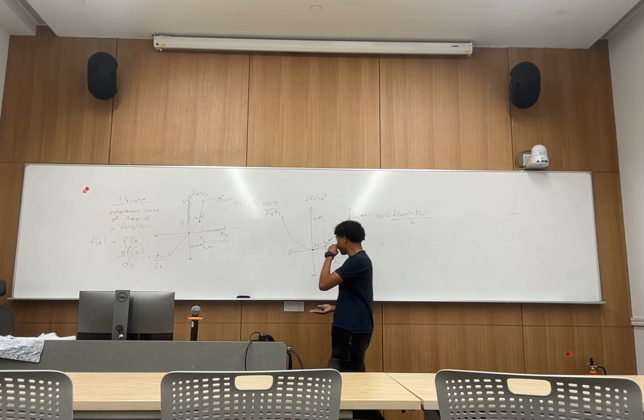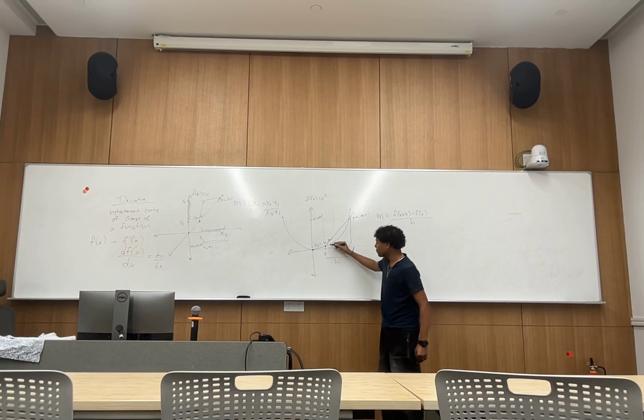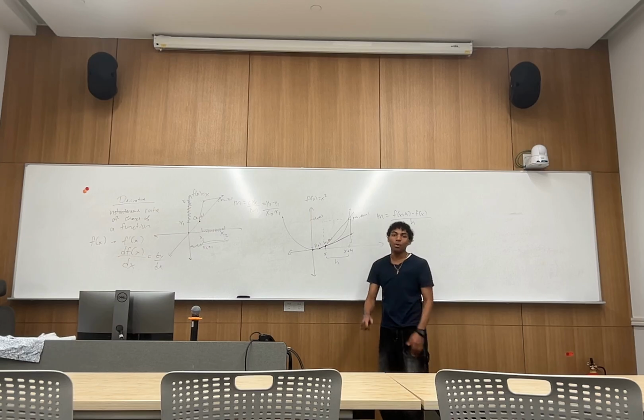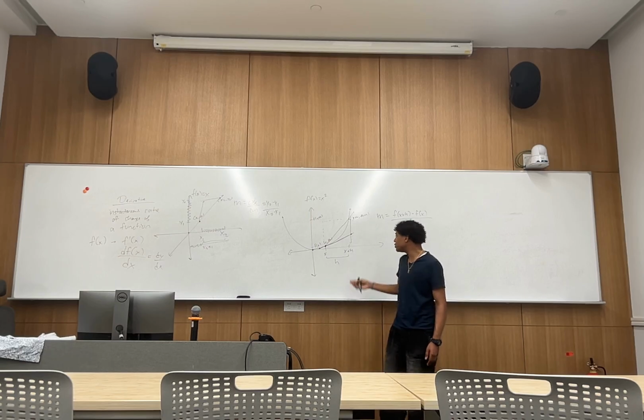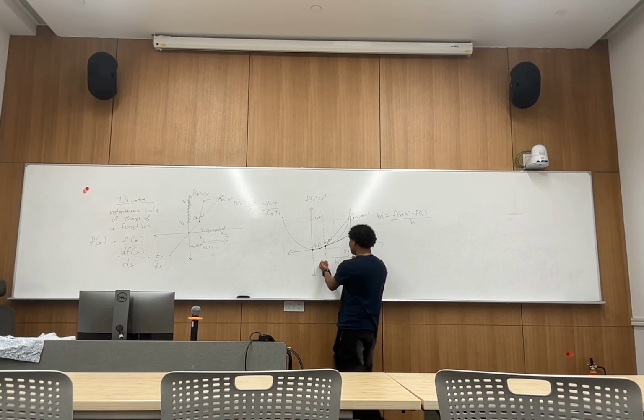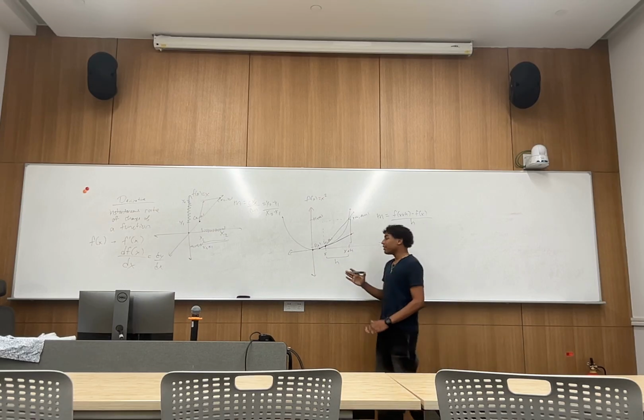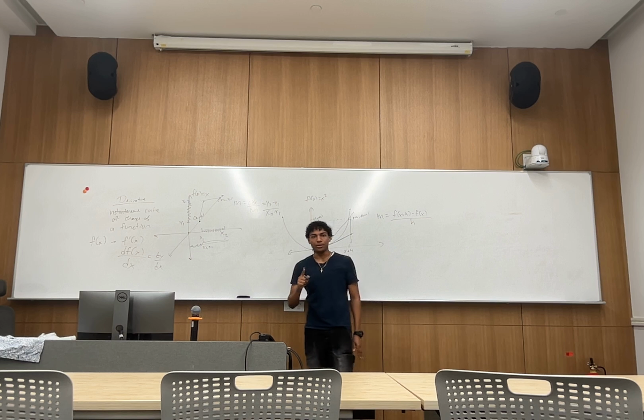Instantaneous meaning, if our function has a point here, we want to find exactly what is its tangent line. How much does this function change at exactly one point? And so we do this by taking our two points, x and x plus h, and we're squeezing them closer and closer together so that they are essentially one point.